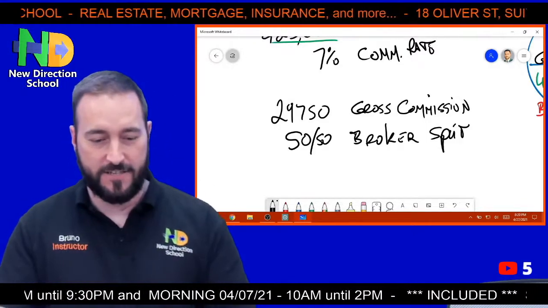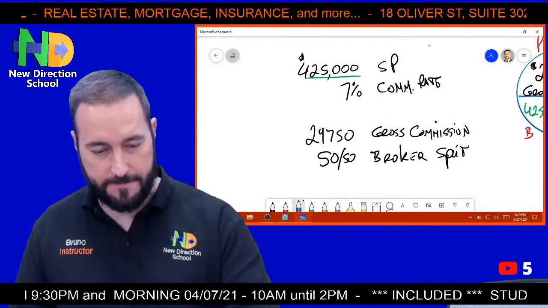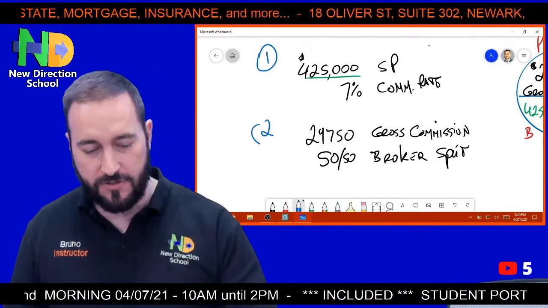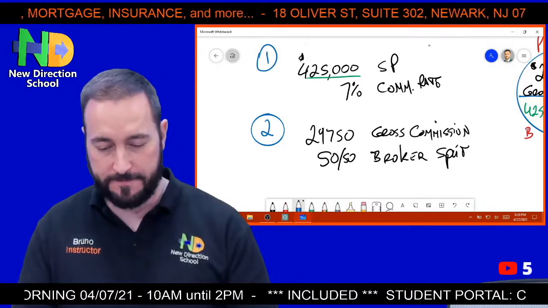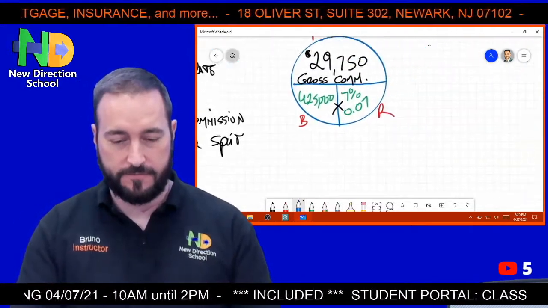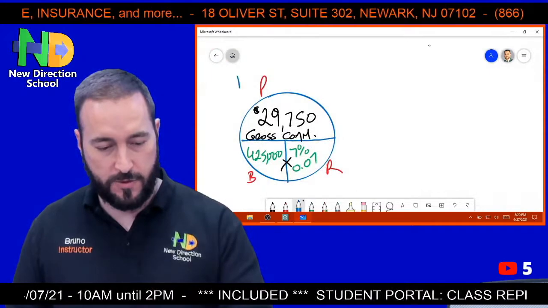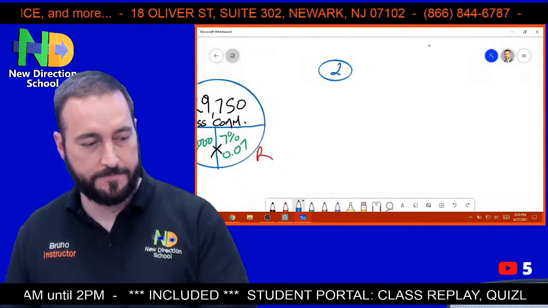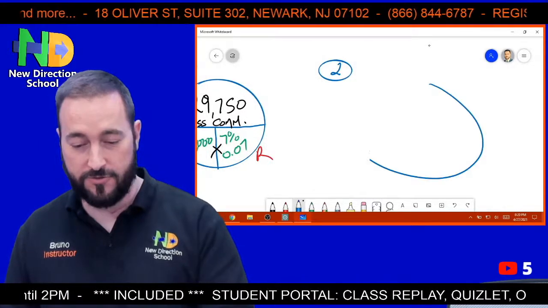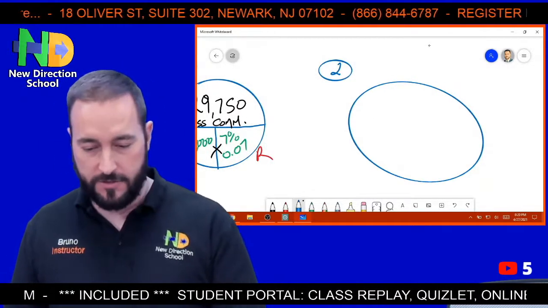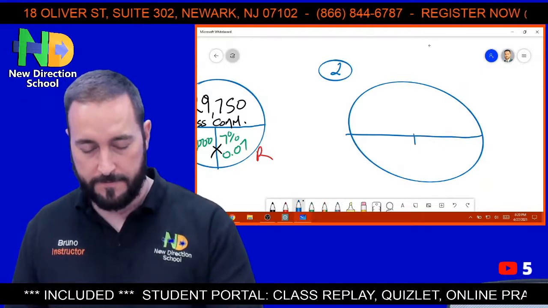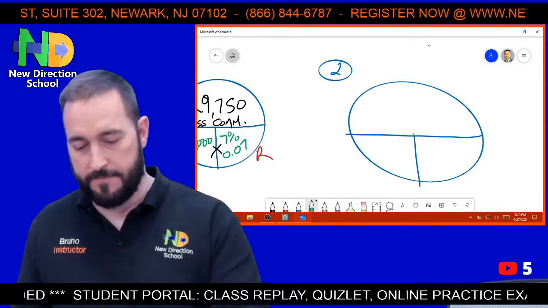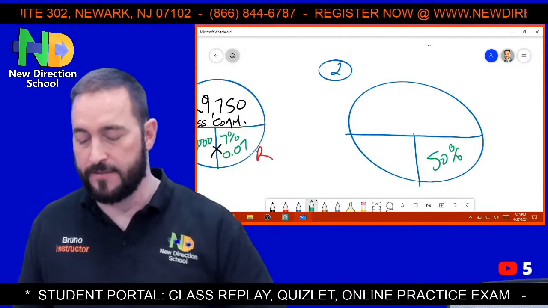Okay. So this was step number 1. Figuring out the gross commission. We got it. Step number 2, figure out how much each brokerage got. So let's go here. This was 1. Step number 2. Being too quick always got you into trouble. Yep. Step number 2. What is the commission split? 50%.